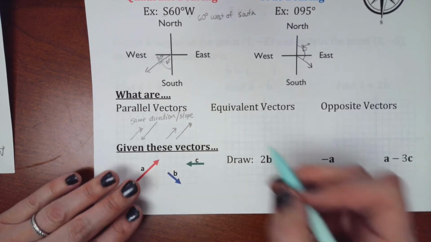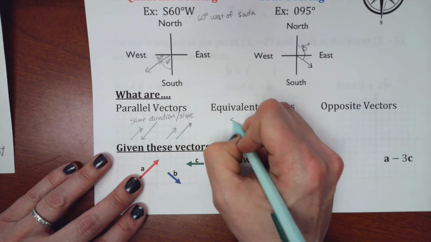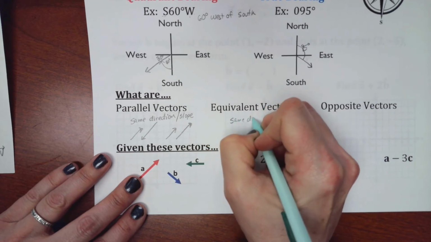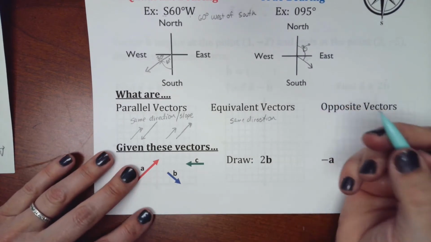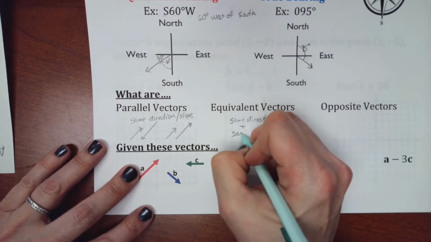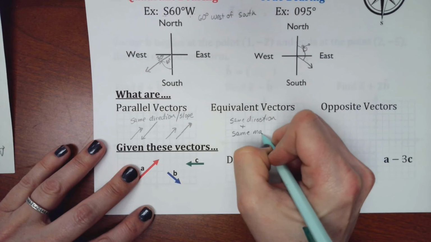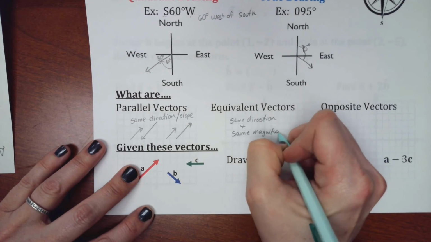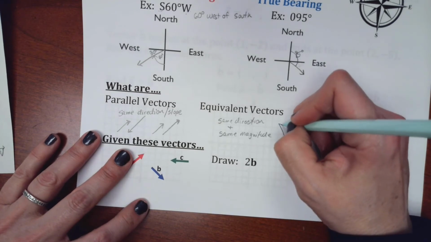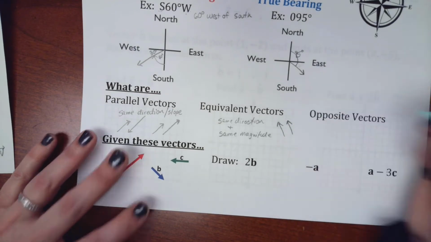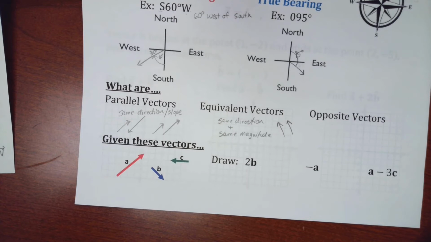All right, equivalent vectors. So these ones have to have the same direction. So basically they have to be parallel and the same magnitude. So basically they're literally equivalent. So if you draw one going like this, the other one goes like that, like same. Okay, same length, same magnitude.